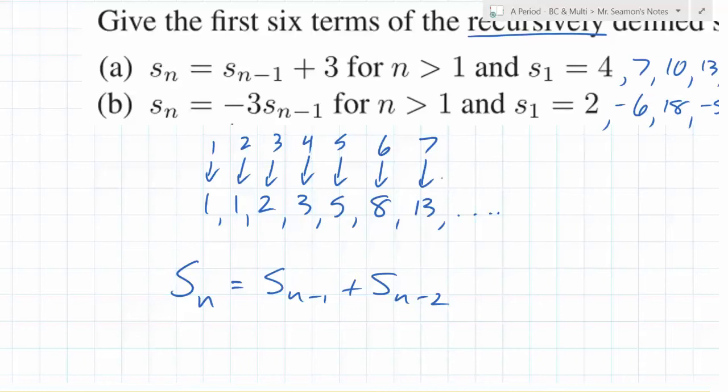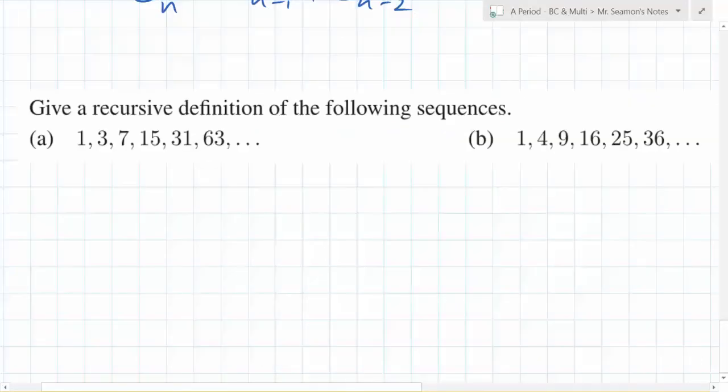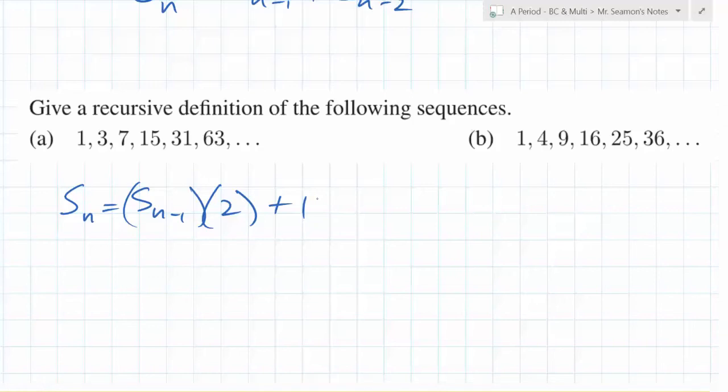Do the same thing on these. Give me the recursive definition for these two. Sn is equal to Sn minus 1 times what? 2 plus 1. You double the prior term, the previous term, and you add 1. You double it and you add 1. Cool? What about this one?